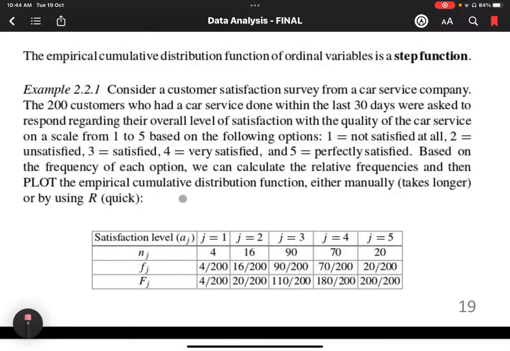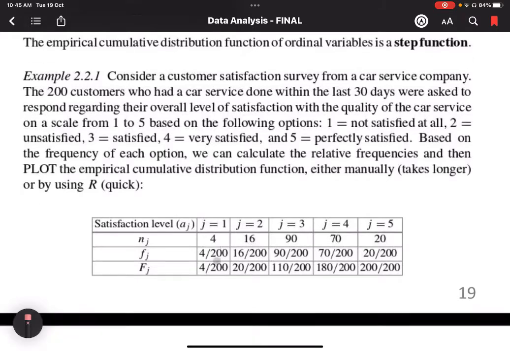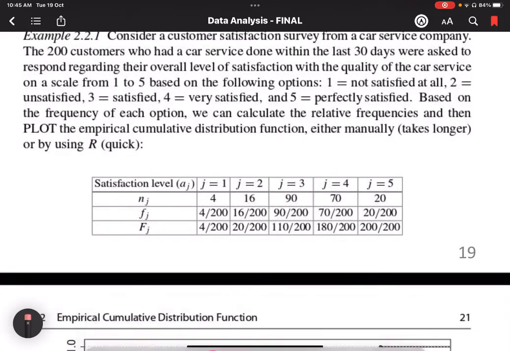Hindi natin kinukuha yung difference nila. Tina-analyze natin sila by using the empirical cumulative distribution function, no? So how do we use this satisfaction level? Nakita nyo to? Satisfaction level aj. So ito yung level natin. We have the absolute, we have the frequency, and we have the empirical. This is the empirical, no?